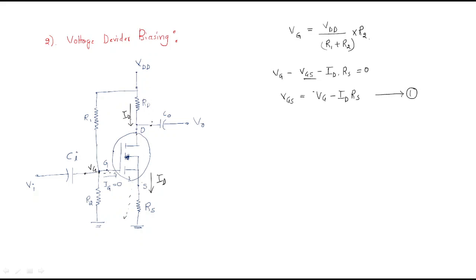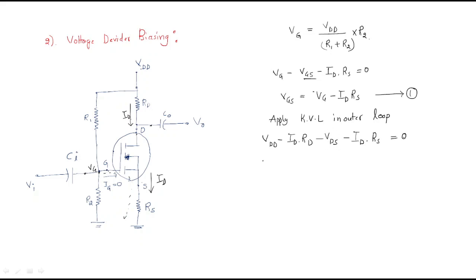Next, go for the output analysis. Apply KVL in the output loop, the outer loop. What is the output loop? From VDD to this point is the output loop. So I will write this voltage VDD minus this drop IDRD, and this drop VDS, and this drop IDRS equal to 0. This is the outer loop.